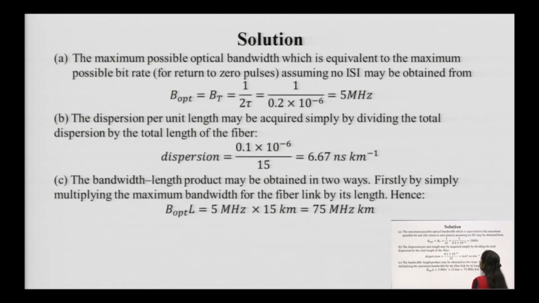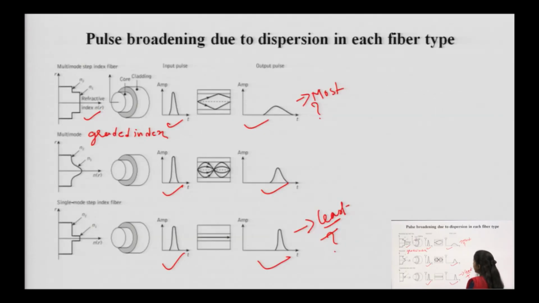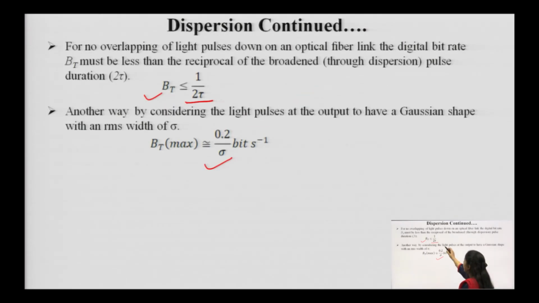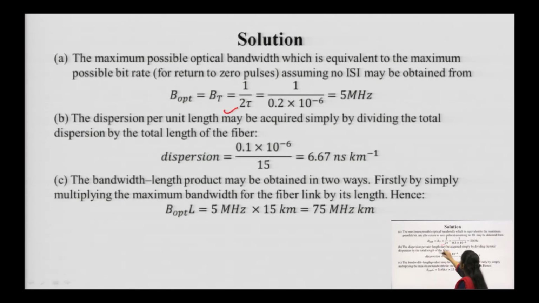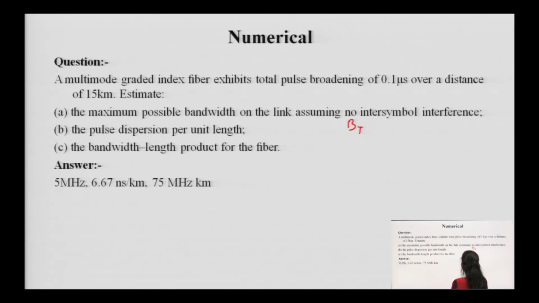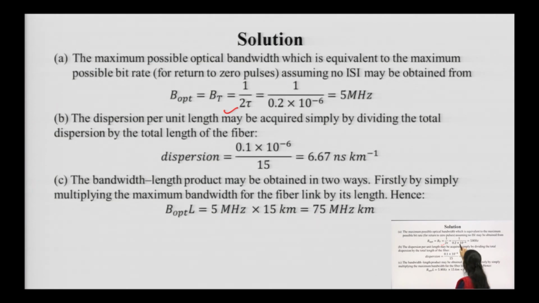For calculating the maximum possible optical bandwidth, just have a look at the formula which we have. BT should be less than the reciprocal of pulse duration. We have taken tau as 0.1 microsecond, and substituting that here, we get the maximum possible optical bandwidth as 5 megahertz.